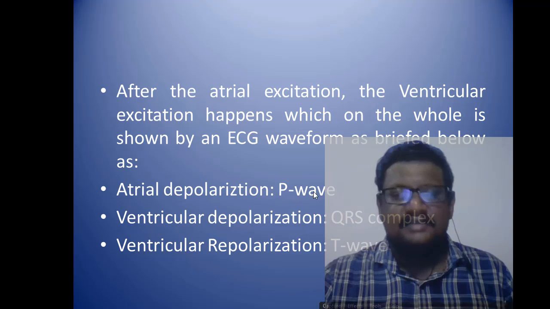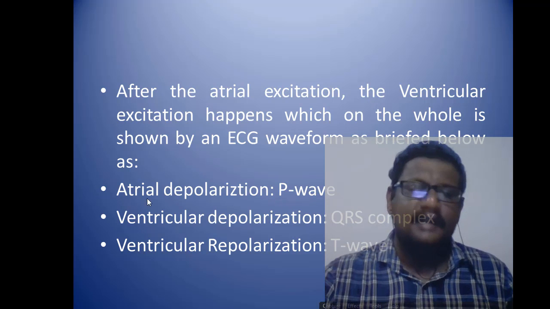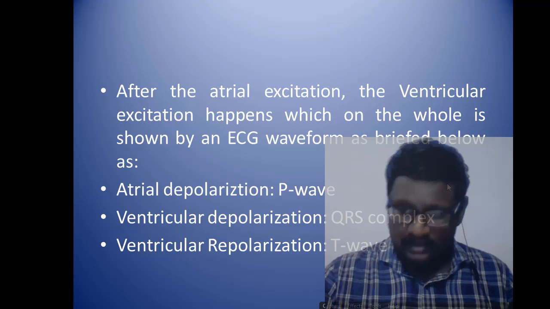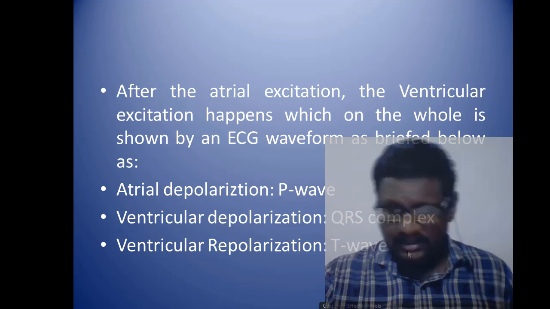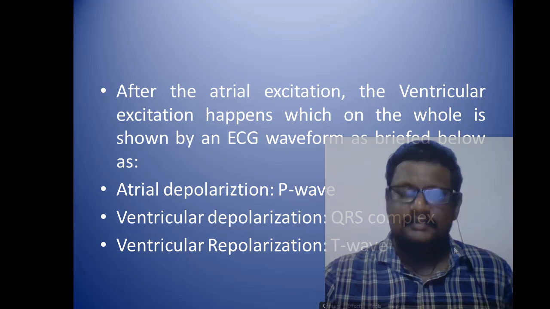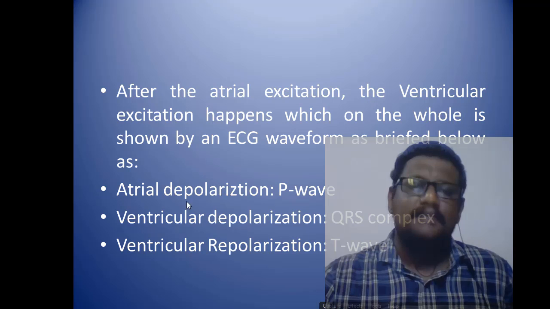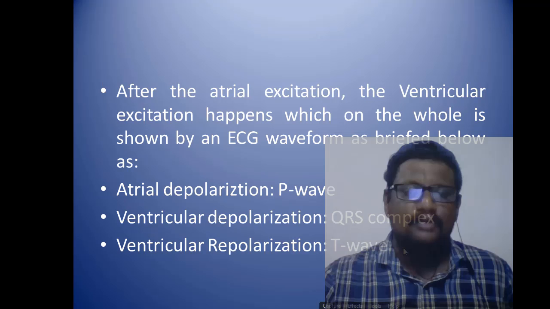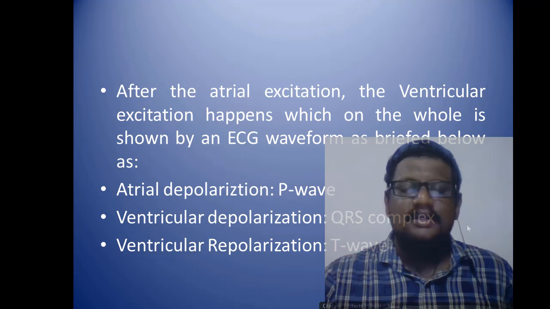And what are they? We can say P wave. P wave is nothing but atrial depolarization. What is depolarization? As we saw in the first unit in the beginning, from resting state to action state, that is called as a depolarization. From resting to action, that is called as the depolarization. When the atria depolarizes, what happens is P wave occurs. P wave is representing the atrial depolarization.